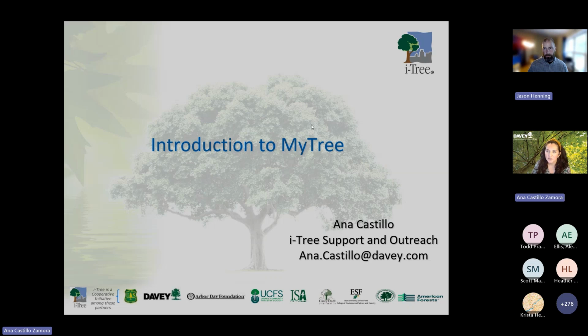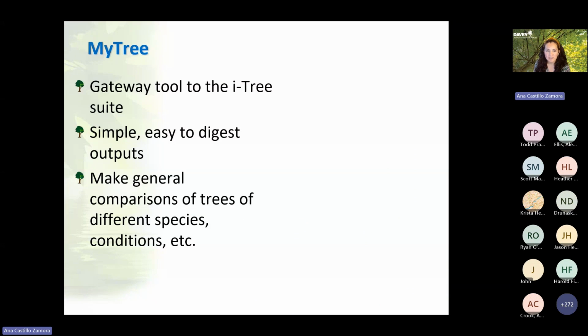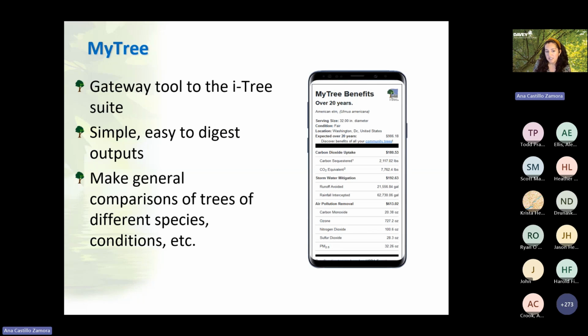All right. So MyTree, as Jason said, is our easiest, most accessible tool to use. Sometimes we call it our gateway tool to the rest of the iTree suite, because you can get at those numbers, those values, and the ecosystem services in a very simple and easy to digest output. This is what the output of MyTree will look like. This is for an individual tree, but it will also break it down by those core ecosystem services that we've mentioned that are available throughout the tools.